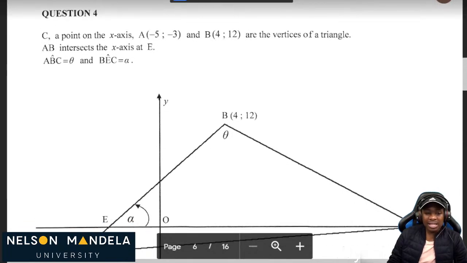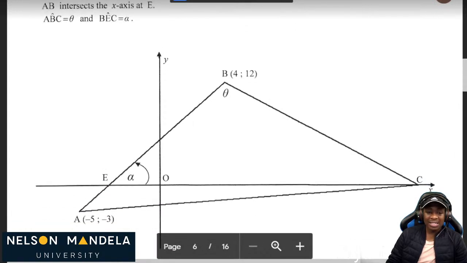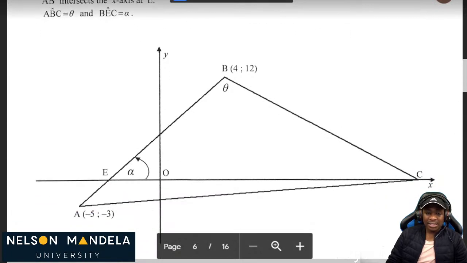Okay, let's go. C is a point on the x-axis, which means its y is equal to 0. We are also given A and B as the vertices of the triangle, and AB intersects the x-axis at E. Then we are given alpha. Then they told us that angle ABC is theta, and angle BEC is our alpha.